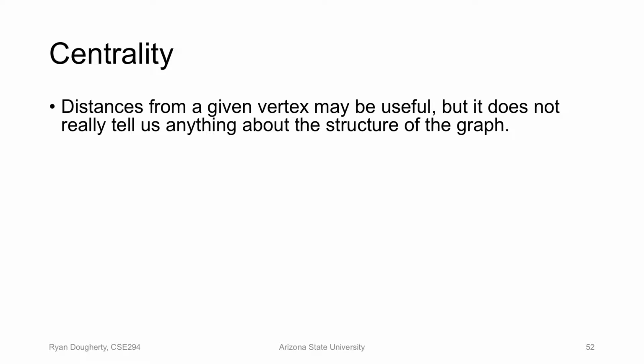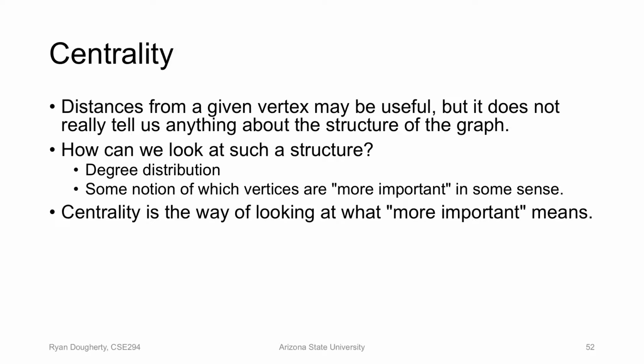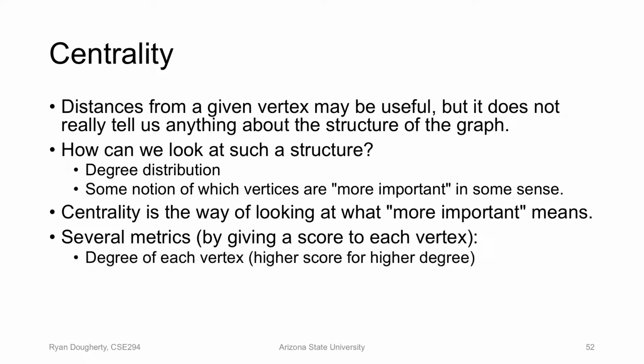So distances may be useful in some sense, but they don't tell us anything about the structure of the graph in terms of how vertices are related to each other. So how do we look at that? We can look at degree distribution, how vertices may be important in some way. What we try to do in centrality is assign a value to each of the vertices, where a higher value means more important with respect to some metric. Some of the metrics are the degree of a vertex and shortest average path. That's what I meant by closest: the shortest average path to all of the vertices.